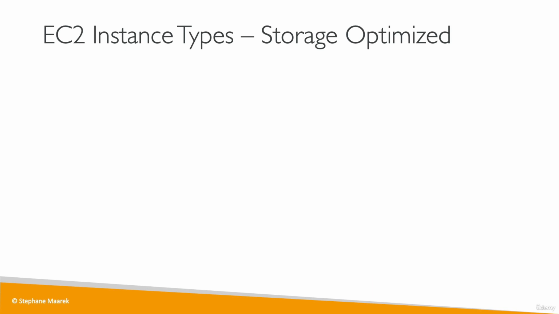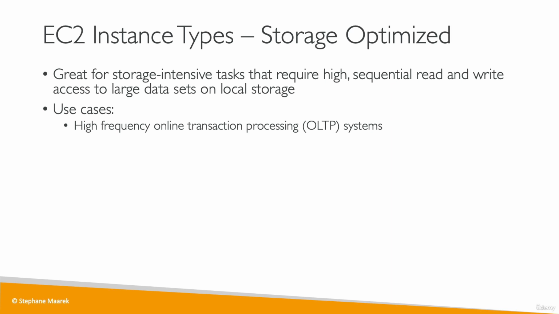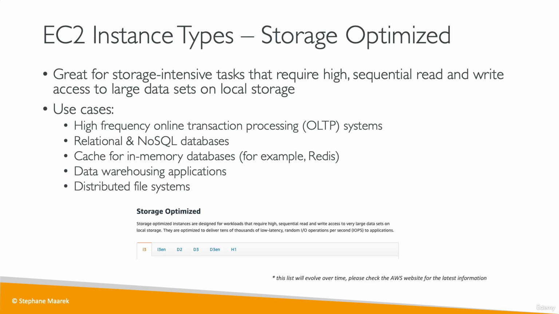Okay. And finally, we have storage optimized instances. They're great when you are accessing a lot of data sets on local storage. The use cases for storage optimized instances are high frequency online transaction processing, so OLTP systems, relational and NoSQL databases, which we'll see in detail when we get to the database sections, cache for in-memory databases, for example Redis, data warehousing applications, and distributed file systems. The storage optimized instances in AWS start with an I, a D, or H1. Okay, but again, you don't have to remember this. I'm just giving you examples.